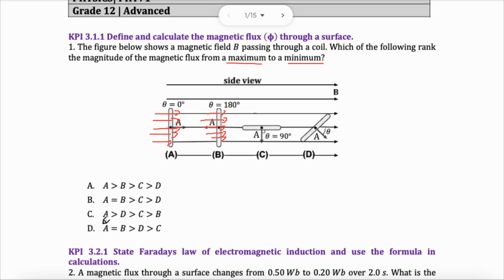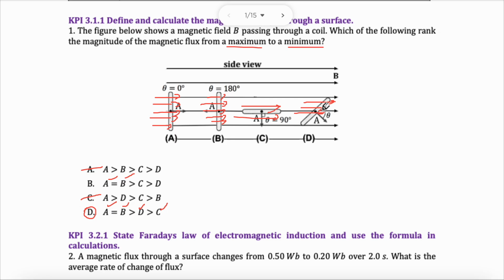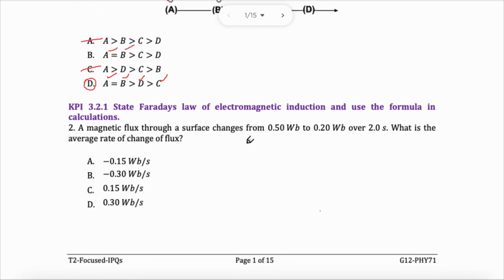That means my answer must be B or D. C and A are out. A is equal to B. And then after that, you can see that D is at an angle, so it's catching less lines. Not as many as this, but definitely more than C. So A is equal to B, greater than D, and greater than C. In actual fact, C isn't catching anything at all. C is completely flat. All the field lines are passing across it. So that means the best answer must be D. Greatest, medium, and then the weakest is there.